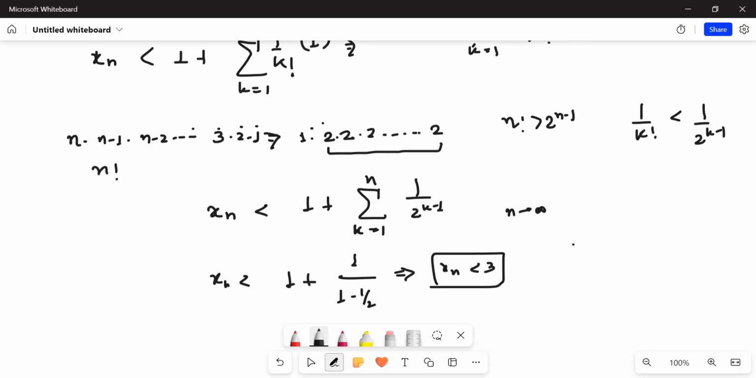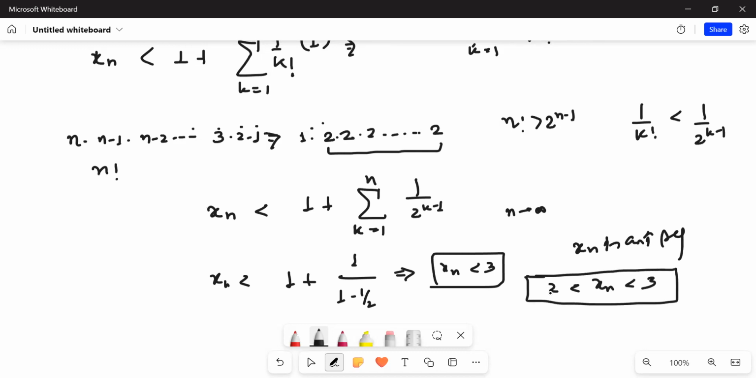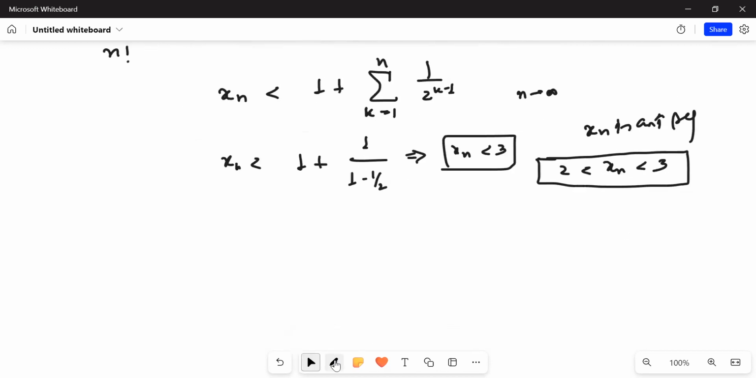So xn is an increasing sequence, and xn is bounded from both sides. On the lower side, it is bounded by 2, and on the upper side, it is bounded by 3. So xn is a bounded sequence. It is an increasing sequence. So by monotone convergence criterion, we can say that xn converges.